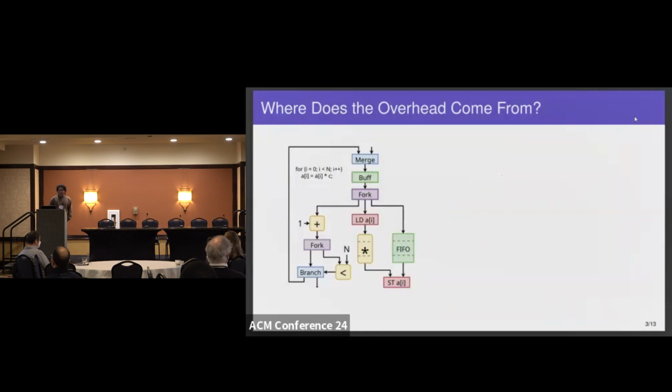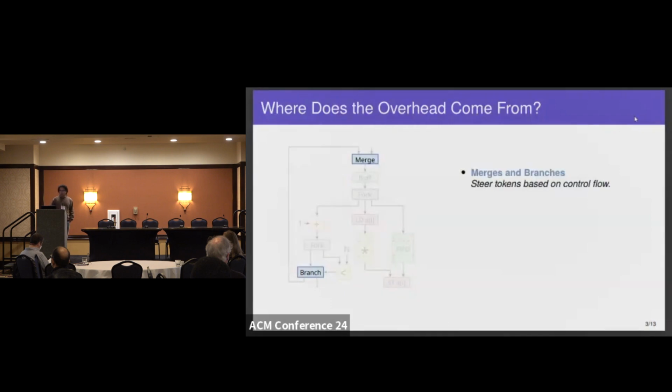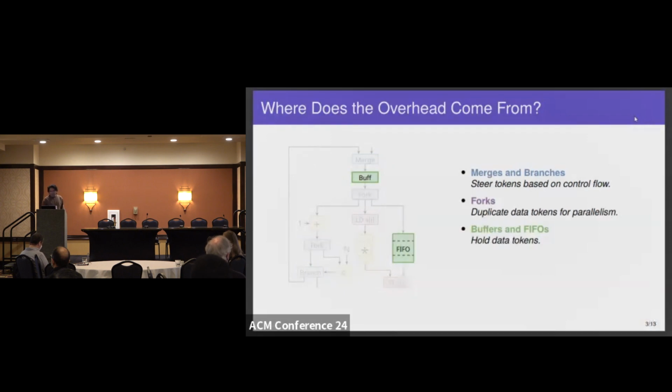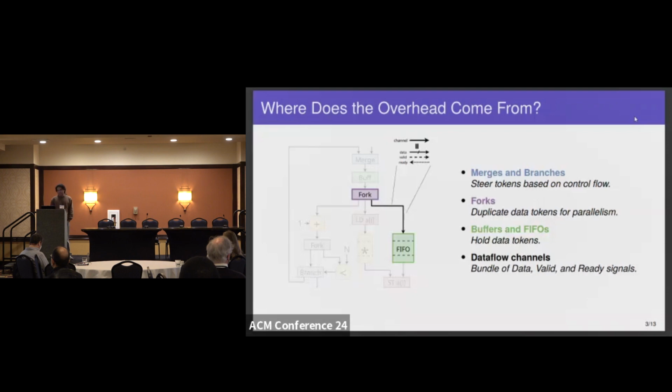We can look into the product that is generated from dynamic HLS. So this is a circuit that is generated from the code snippets on the left-hand side. And we can briefly introduce you to the building blocks of it. So we have merges and branches. They're used to steer tokens based on control flow. We have forks. They're used to duplicate data tokens for parallelism. We have buffers and FIFOs that are used to hold data tokens. And furthermore, in between dataflow components, we have dataflow channels that pass tokens around. And each dataflow channel is a bundle of data values and ready signals.